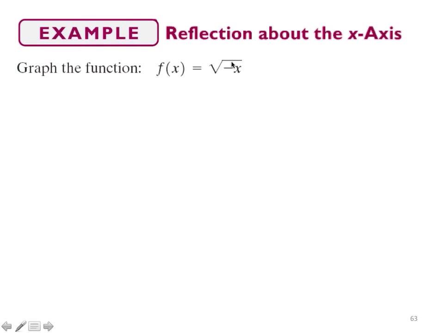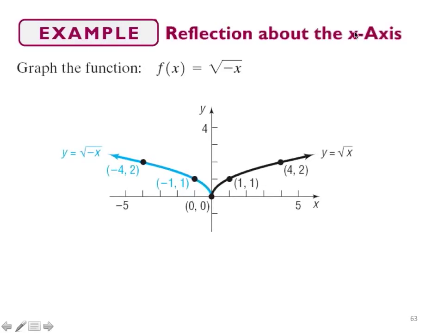Now, if you take x and you replace it with a negative x, that means you're going to be reflecting around, this should say y-axis, not x-axis. So we would take our black graph right here, which is y equals square root of x. And since we took x and replaced it with a negative x, we're flipping around our y-axis. So we end up with this blue graph right here.